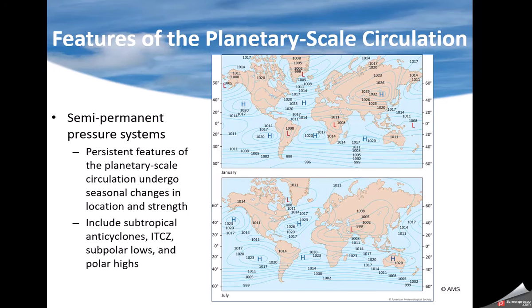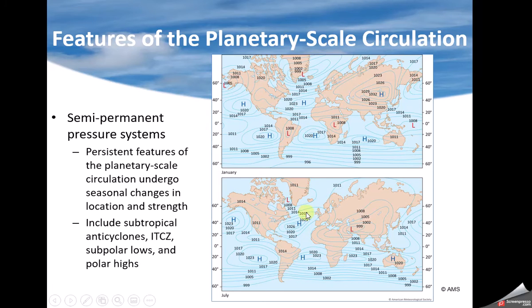And here's what it actually looks like during January. Low pressure right around 60 degrees north, several of them here. High pressure at 30 degrees or a little bit below 30 degrees. And the whole pattern shifts with the sun. So where it was a little further to the south in the wintertime, it's going to be a little further to the north in the summertime.